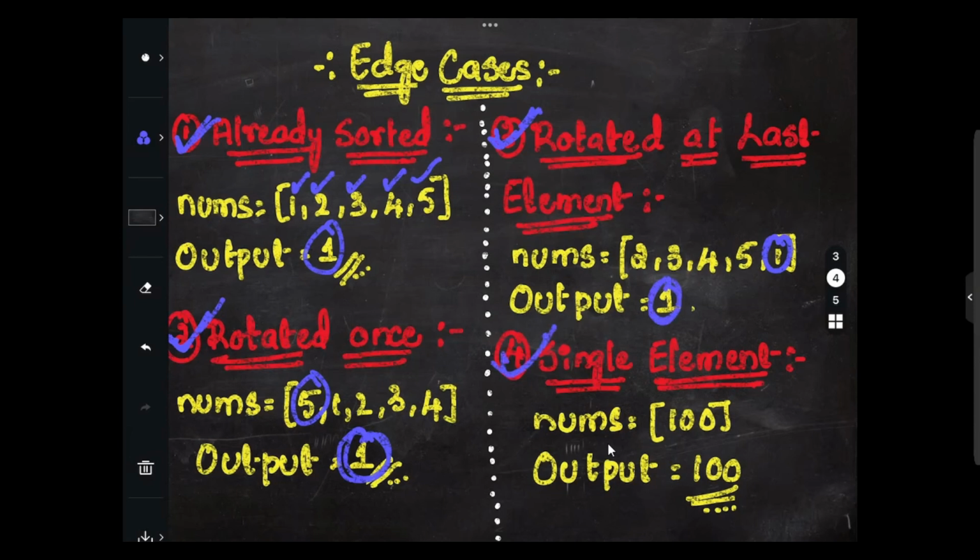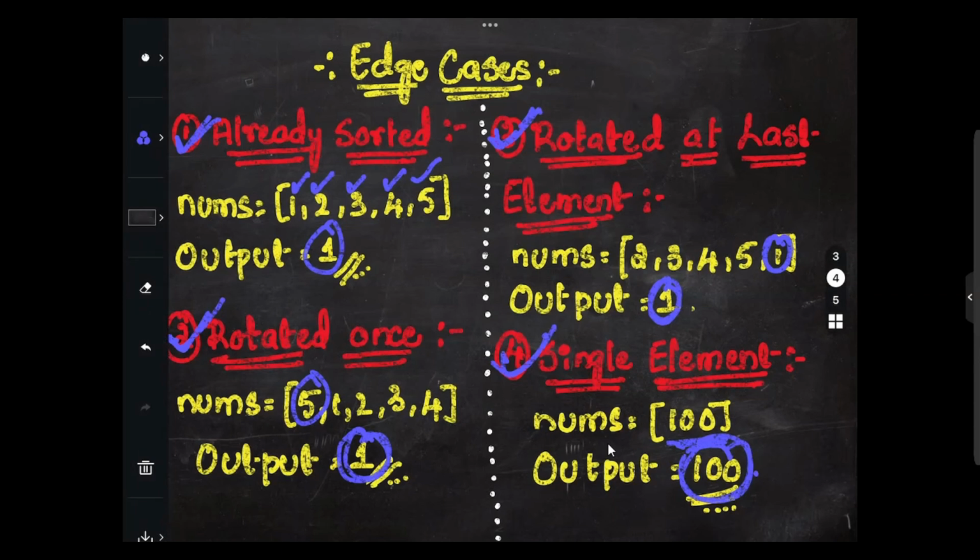Let's move on with the final, fourth edge case, single element. We have only one element, nums of 100, we have considered 100. So the output will be quite obviously 100 itself, because we have only one element, so we will return that itself. Here the output will be 100 in this case.